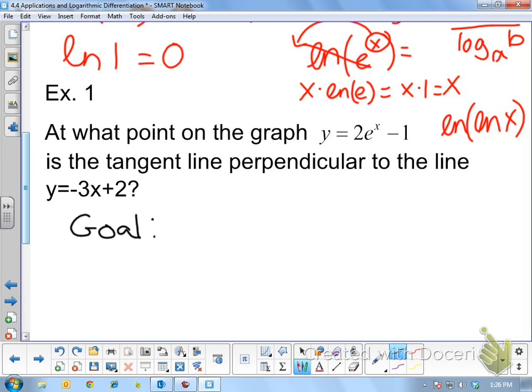A point on the graph. We want to find a point, x comma y, that fits this equation, y equals 2e to the x minus 1. So our goal is to find that point, x comma y. Now we need to know what information do we have. Well, we have the equation of the function, y equals 2e to the x minus 1. That's pretty straightforward because I wrote it down for us. What other information do we have?